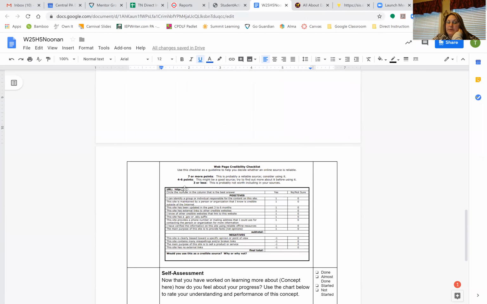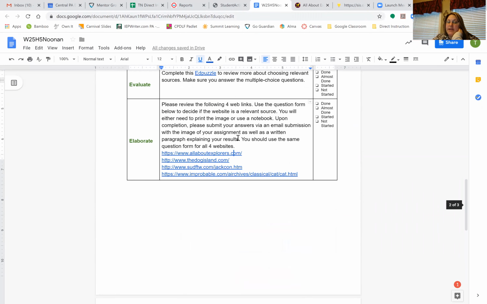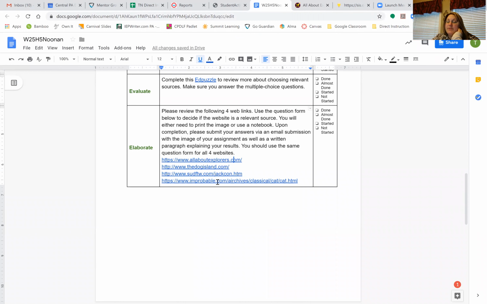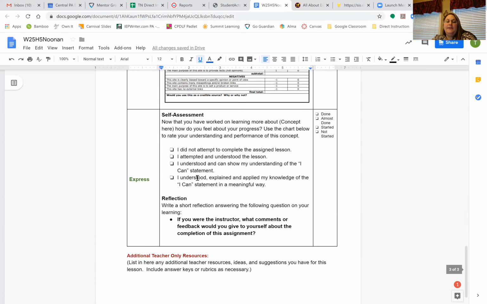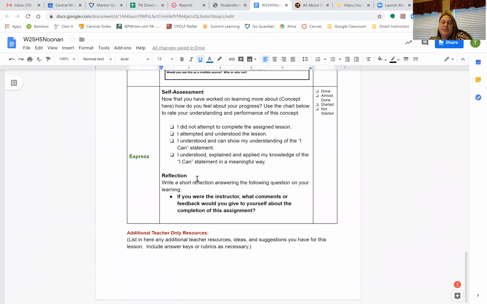So you're going to do one of these checklists for each of the 4 websites and then share your information with me. That could be as simple as: the website allaboutexplorers.com received this score. It will not be a good resource. And then your self-express reflection is, if you were the instructor, what comments or feedback would you give to yourself? This gives you a chance to be honest with yourself about the completion of your work.